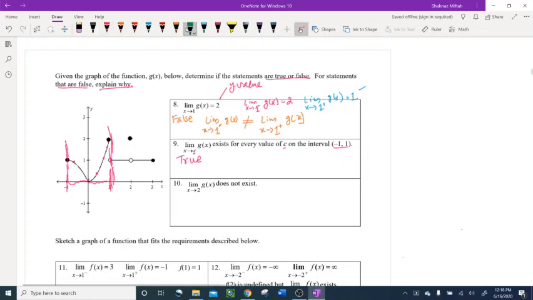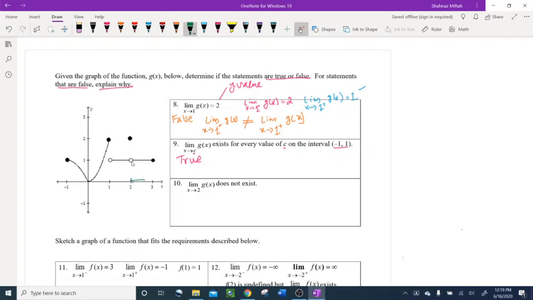Okay, let's erase this and answer question number 10. Limit x approaches 2 of g of x does not exist. They said does not exist. So let's see. Limit x approaches 2 means I'm approaching from the left and from the right both. When they don't mention any sign, it means I'm talking about both. So x approaches 2. This is 2. I'm going to find x approaches 2 from the right. This is the right.